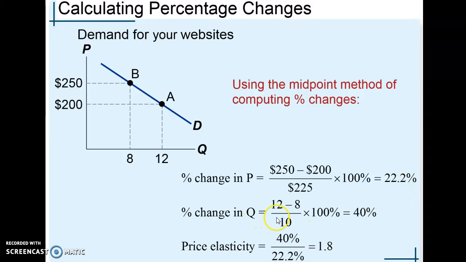22.2%. Our change in quantity is 12 minus 8 over your midpoint of 12 and 8, which is 10. Multiply it by 100% and you get 40%. So our price elasticity is the percentage change in quantity demanded over the percentage change in price. So your elasticity is 1.8.